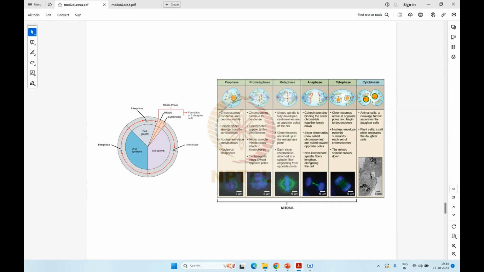centrosomes would have spindle fibers coming out of them, which would later on attach to the sister chromatids. The nuclear envelope would break down, and further on, the organelles are going to break down. During prometaphase, the chromosomes are still condensing.